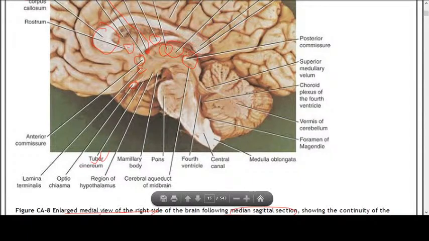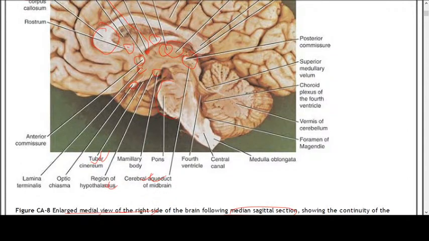Okay, this one right here is the hypothalamus. Okay, mammillary body. This one right here is a mammillary body. This one is pons varolii, which is actually a part of the brainstem. Cerebral aqueduct of the midbrain. This one is cerebral aqueduct of the midbrain.